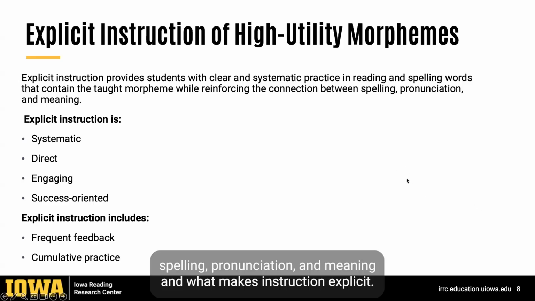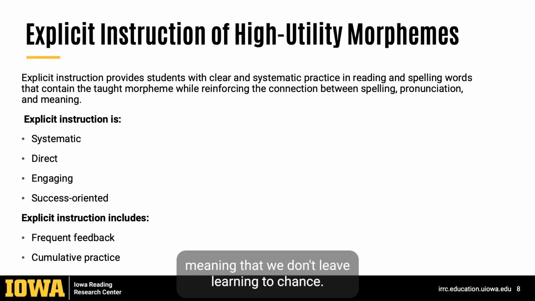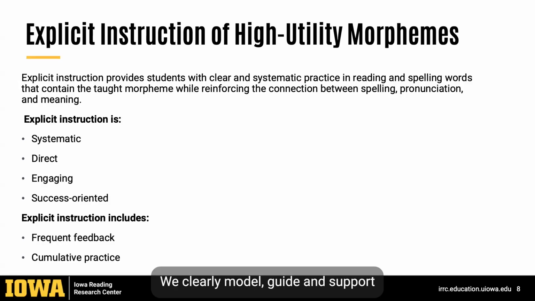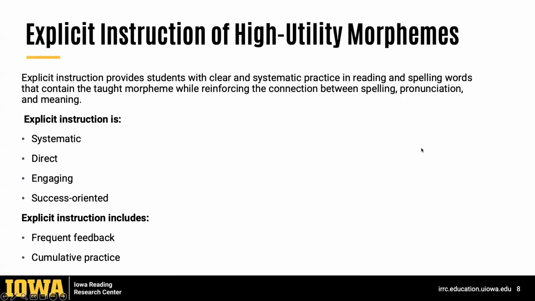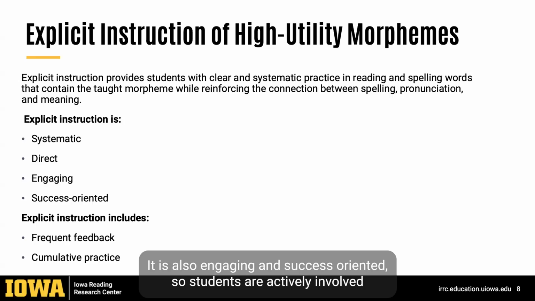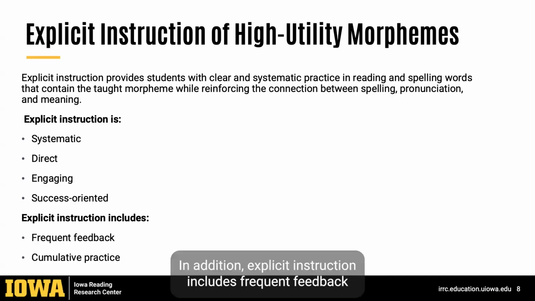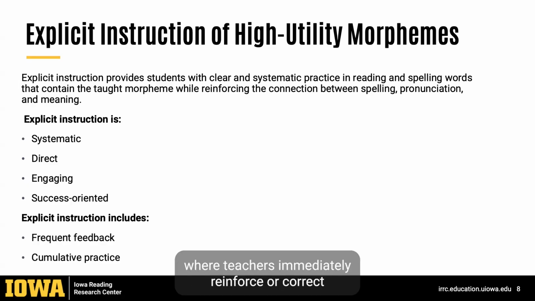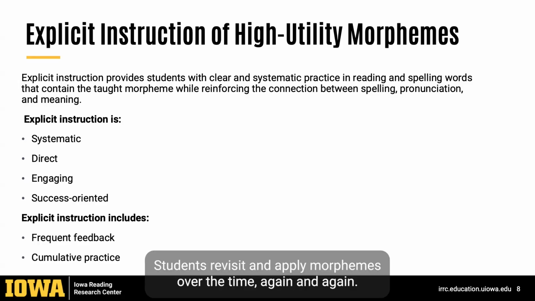And what makes instruction explicit? It is the systematic and direct way, meaning that we don't leave learning to chance. We clearly model, guide, and support students step by step during the learning process. It is also engaging and success-oriented, so students are actively involved and experience success as they learn. In addition, explicit instruction includes frequent feedback, where teachers immediately reinforce or correct understanding, and cumulative practice, meaning students revisit and apply morphemes over time again and again.